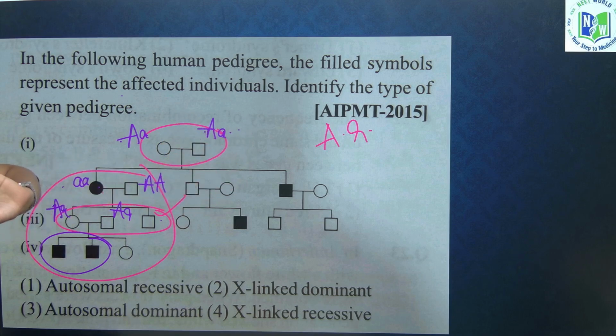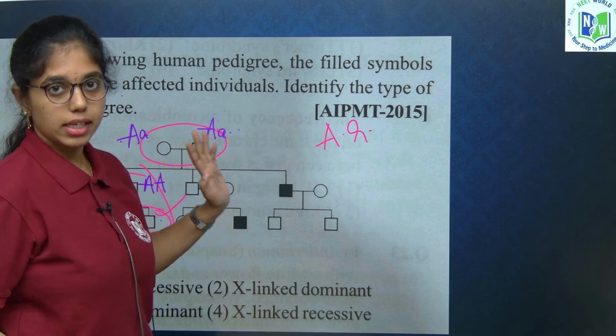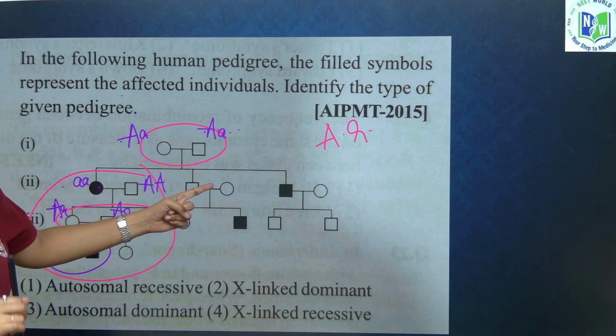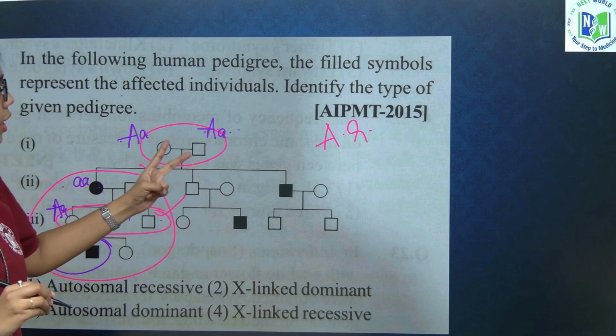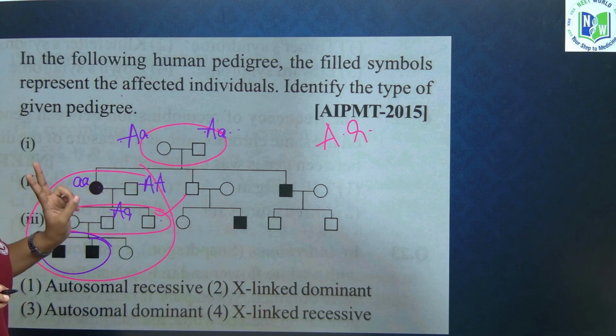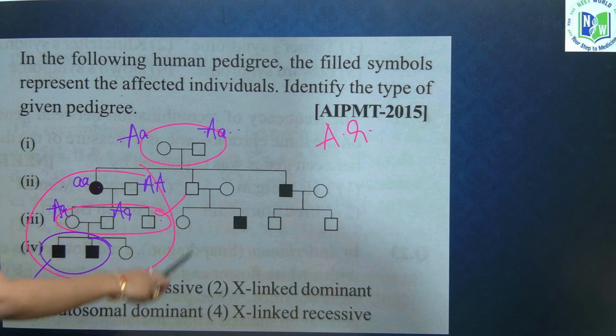This is how you need to solve the pedigree analysis question. First you apply the tips which I have told you, then you apply the alleles and see. Then it will be confirmed that it is autosomal recessive. Fine. Next.